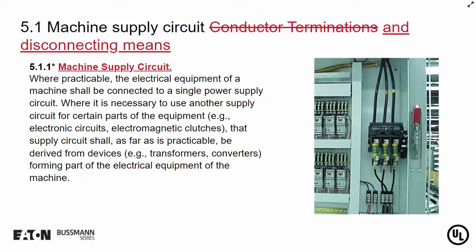So let's move into Chapter 5. The first section that we'll cover is Section 5.1. And as you can see, this Section 5.1 covers the requirement for the machine supply circuit and disconnecting means. And that was actually one of the changes that we made there.